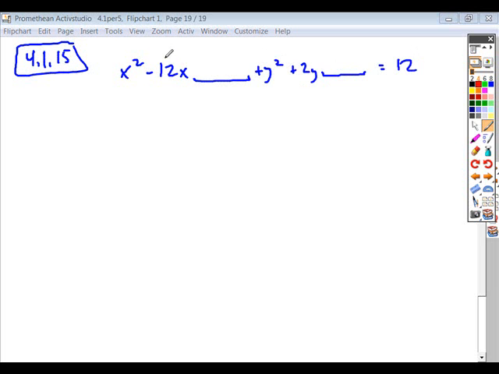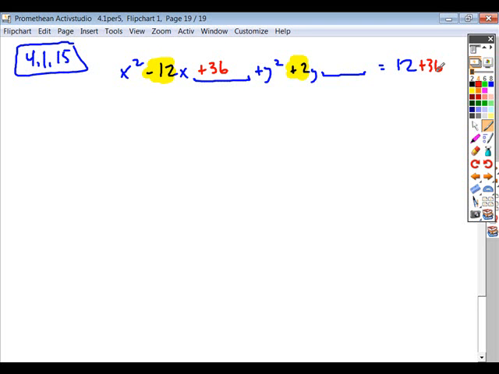You're going to take half of your first degree terms' coefficients. So I'm going to complete the square twice, once for the x's and once for the y's. So I'm going to take half of negative 12. Half of negative 12 is negative 6, and I'm going to square that. Negative 6 squared is positive 36, so I'm going to add that to both sides of my equation.